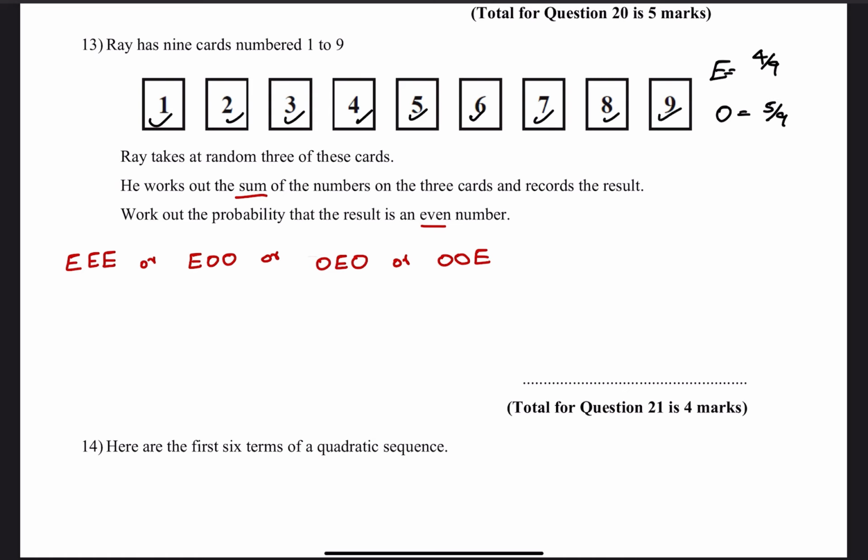Right, let's do this one. Even. So we start with the even, which is 4 over 9, times how many? 1 even is gone. So that is 3 over 8 now, times another even, 2 over, how much is it?